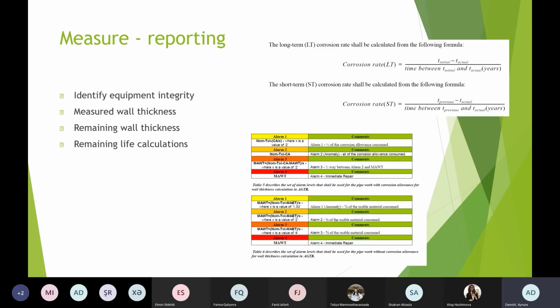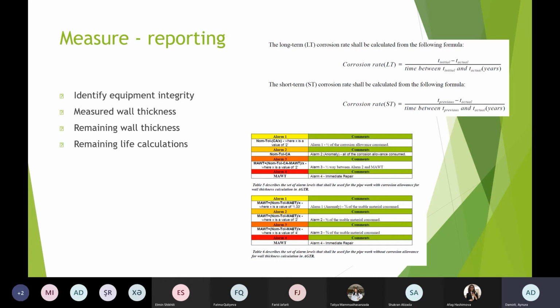So Measure: we did inspection, we completed inspection, and what's happening next? We are doing our measurement of how safe this equipment is, based on corrosion rate calculations and remaining life calculations. For short term and long term, we are calculating, and the calculation formulas are taken from our industry standards.